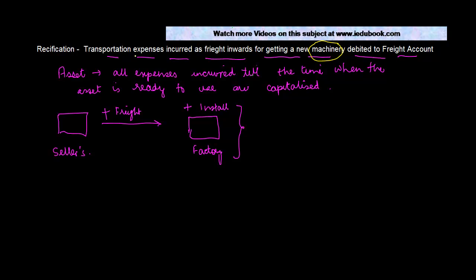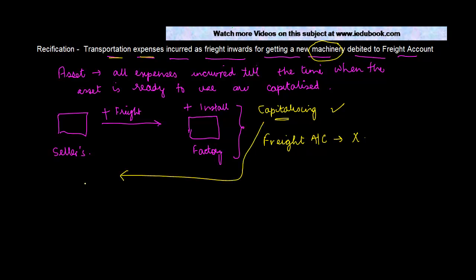Now in this case, what has happened is that the transportation expenses incurred as freight inwards for getting new plant machinery debited to freight account. So instead of capitalizing this, which was the correct thing, what I did was I booked it in freight account, right, which is the wrong entry. So what was the correct entry? The correct entry would have been if I would have capitalized this. Capitalize means what? Added it to the cost of plant and machinery.